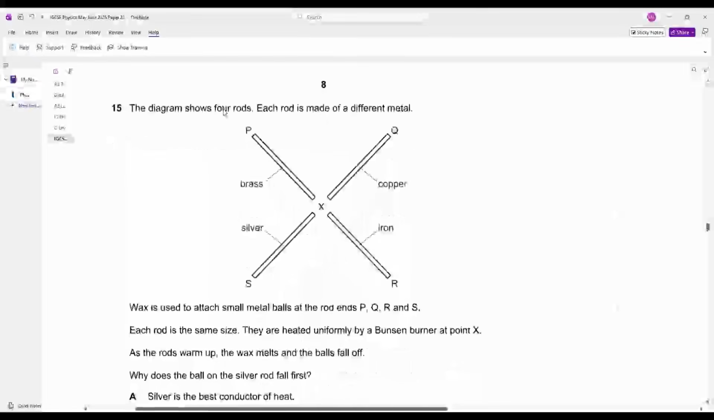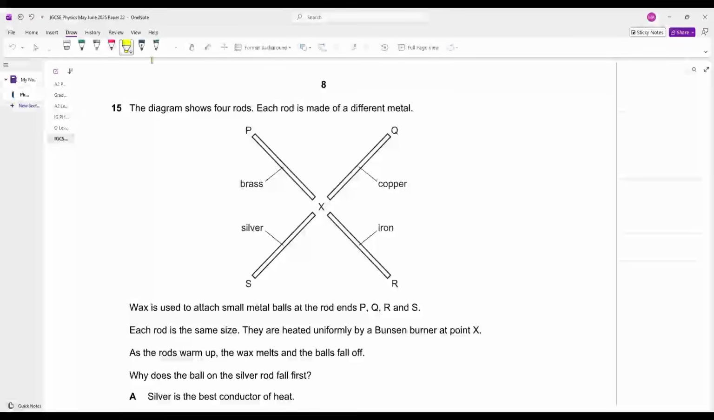Let's further move ahead. The diagram shows four rods. Okay, we have four rods. Each rod is made of a different metal. Okay. Wax is attached to the small metal balls at the end of rod P, Q, R and S.